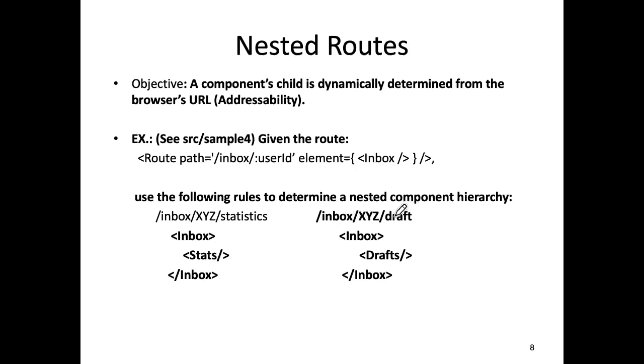Over here, then, I've got a different scenario though. If slash drafts appears at the end of this URL address, then I want a different child component to be mounted for inbox. So that's the objective. In other words, I want draft and statistics to be nested within my inbox, but which one is nested at any particular time depends on the browser's URL address string at that time. So how do we achieve that?